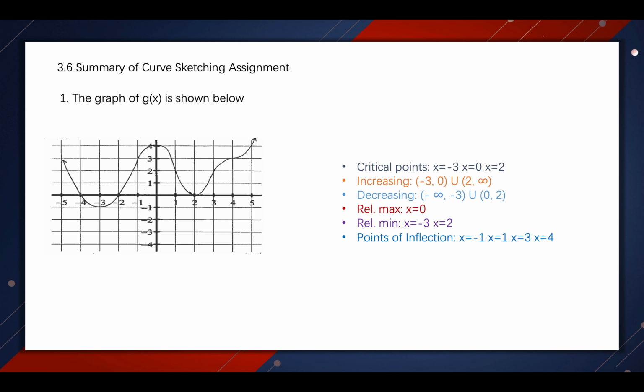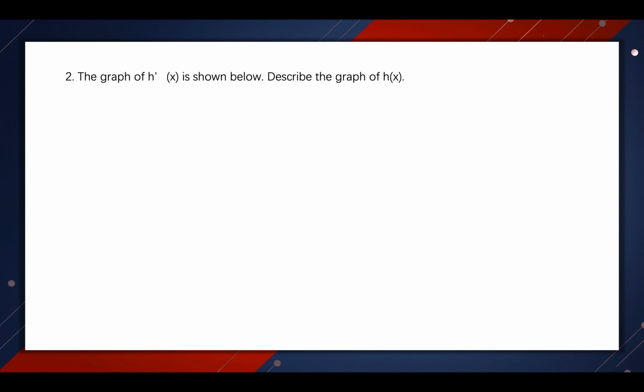The points of inflection are x equals negative 1, x equals 1, x equals 3, and x equals 4. The curve is concave up when x equals negative infinity to x equals negative 1, and x equals 1 to x equals 3, and x equals 4 to x equals positive infinity. The curve is concave down when x equals negative 1 to x equals 1, and x equals 3 to x equals 4.